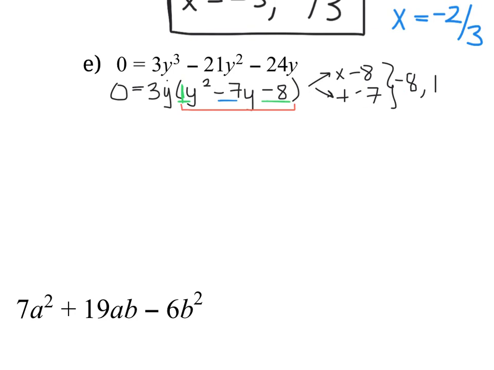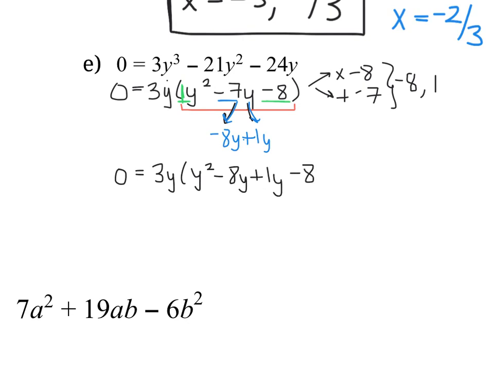We can go ahead and break up this middle term, negative 7y, into the two terms that we found. So we'll do it in blue. So we've got negative 8y plus 1y, and we're going to rewrite it. Don't forget, when we're rewriting it, and we already have a factor out, make sure you just write that first. So we've got 3y, and then we've got y squared broken up. We've got negative 8y plus 1y, and then we have a negative 8. We know our next step: group and common factor.